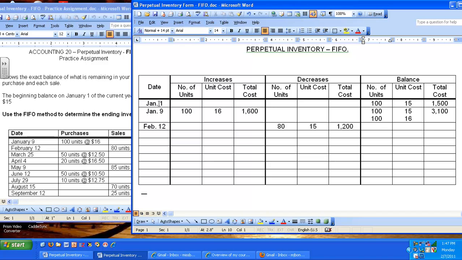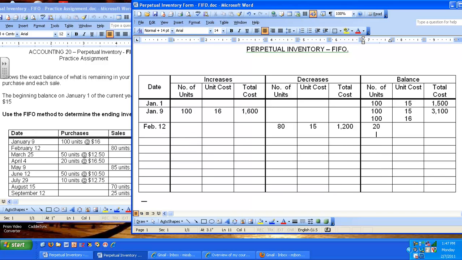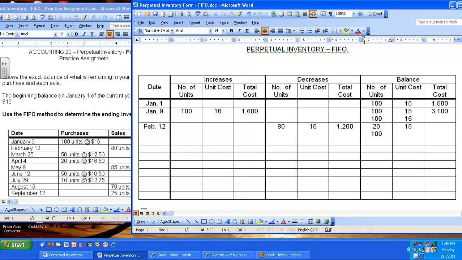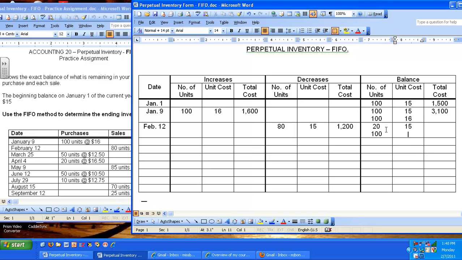Now we need to calculate our balance once again. We have 20 units remaining at the $15 cost, and we still have our 100 units at the $16 cost. So our inventory value that we now have is $1,900.